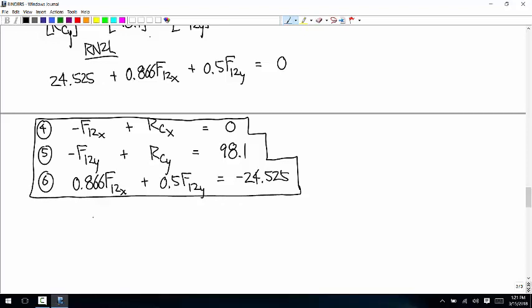Okay, so now we have 6 total equations. And what's our list of variables? We have the vector RA, we have the vector F12, and we have the vector RC. So 6 equations, 6 variables. We can solve it.